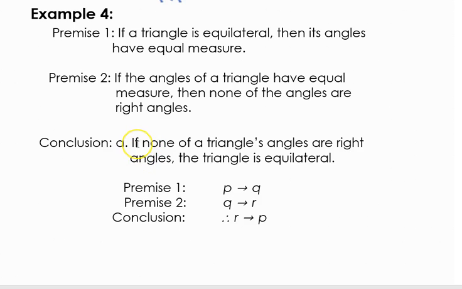And let's put down our first conclusion. If none of the triangle's angles are right angles, the triangle is equilateral. The conclusion: therefore, if R, then P. We want an answer that says if P, then R. So conclusion A is not transitive.